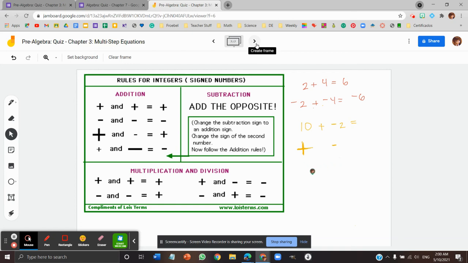And 10 minus 2, right? If they're different, I just subtract them. It's going to be positive 8, because my 10 is a lot bigger than my 2, right?